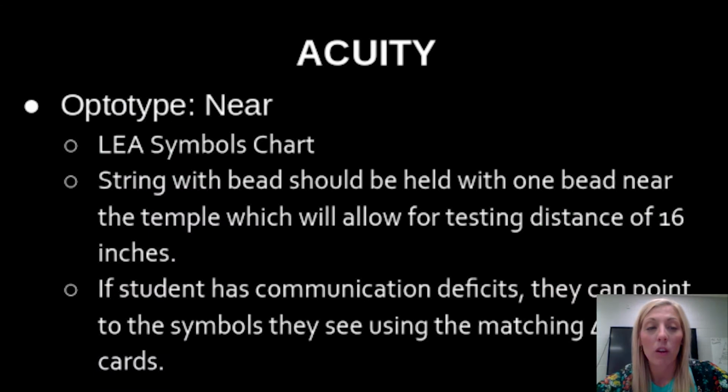And then you're going to want to do their near vision. I really like to use the LEA symbols chart. It comes with a bead attached to it, so you know the distance, which is exactly 16 inches. What I really like about this chart is that it comes with the cards with it. Let me show you on the next slide.